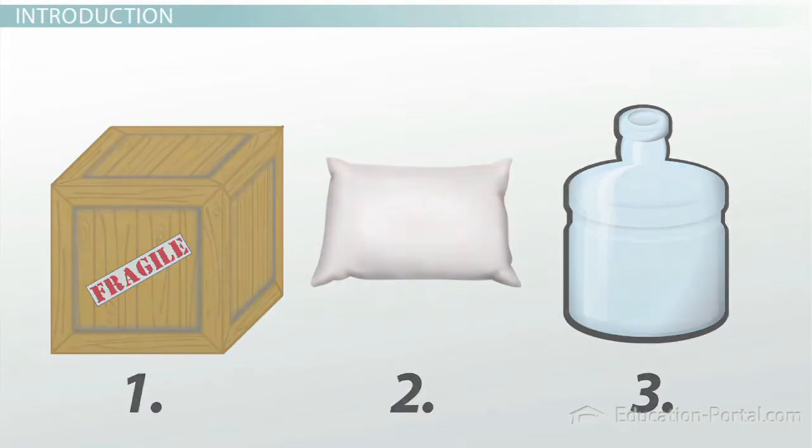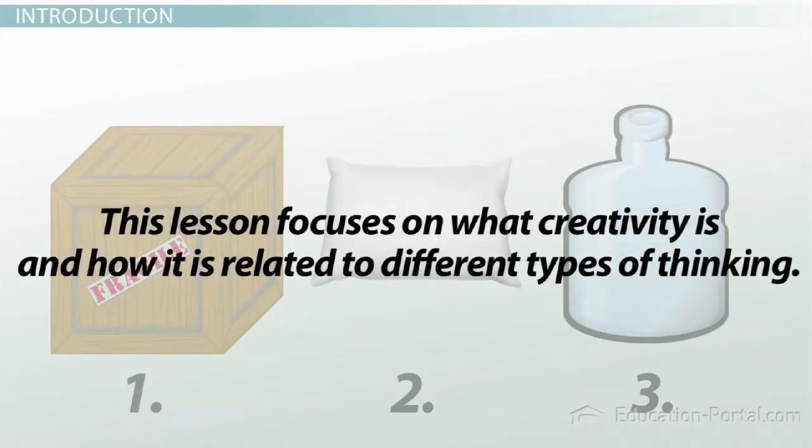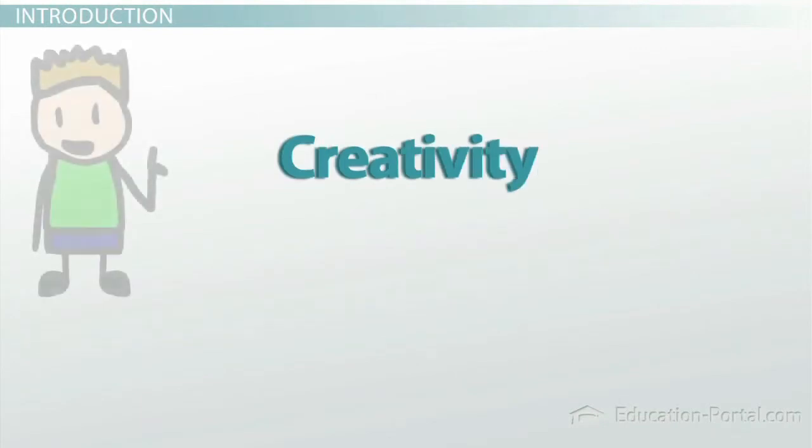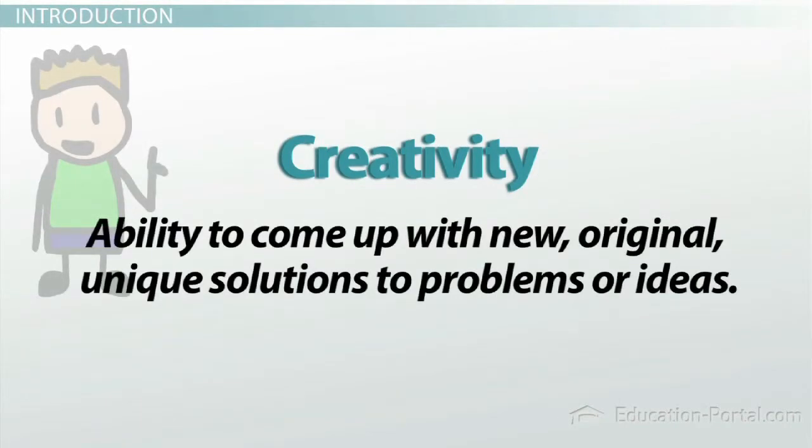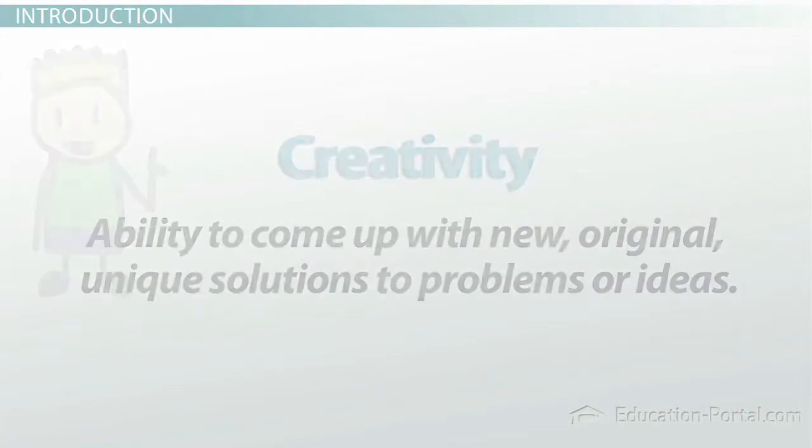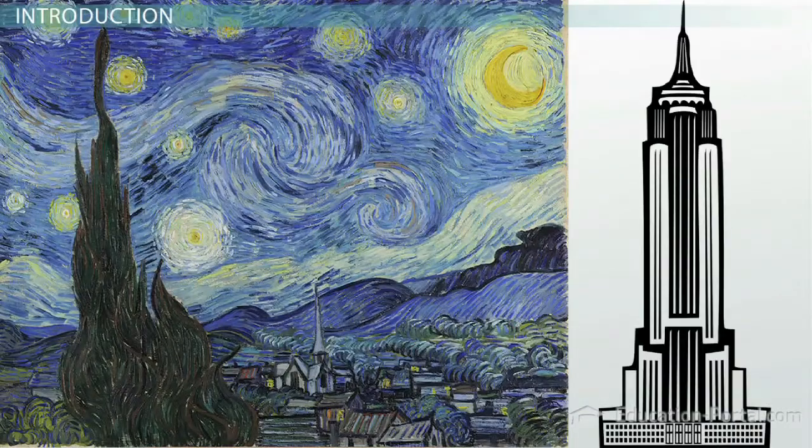had to be creative. This lesson focuses on what creativity is and how it is related to different types of thinking. The definition of creativity is the ability to come up with new, original, unique solutions to problems or ideas. We see creativity everywhere around us, such as in artist paintings, the design of buildings, or novels we read. Let's talk about what creativity really means.